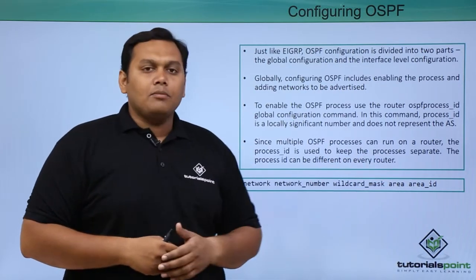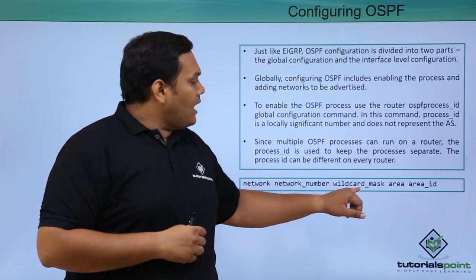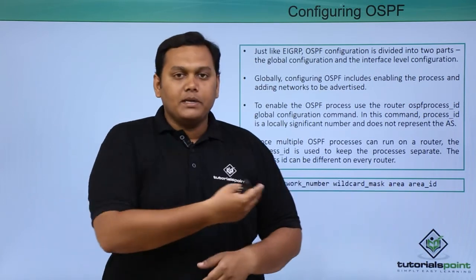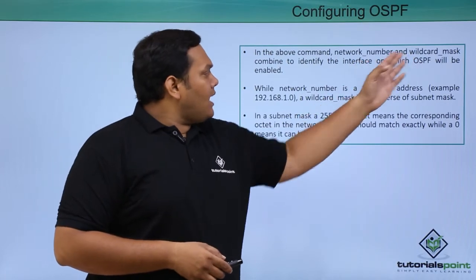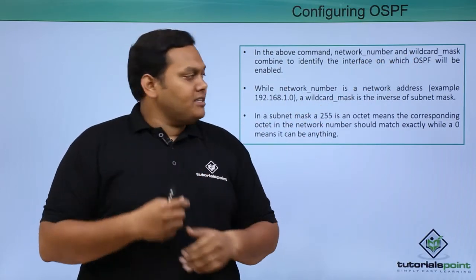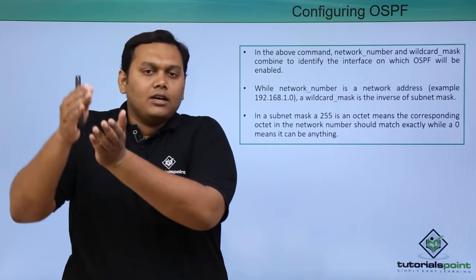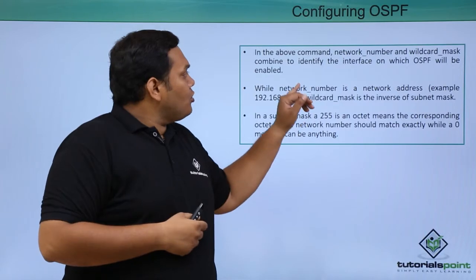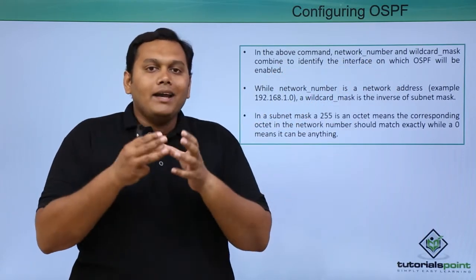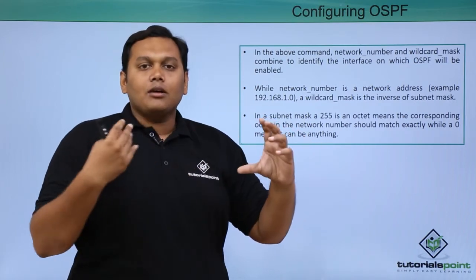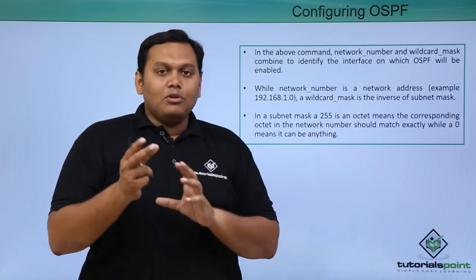You see how the syntax looks: network, network number, wildcard mask, area and area ID. We will be discussing each and every detail here. In the above command, the network number and wildcard mask combine to identify an interface on which OSPF will be configured. That means on which interface OSPF is getting configured. The network number and wildcard mask are combined to identify that interface so that the communication is very easy.